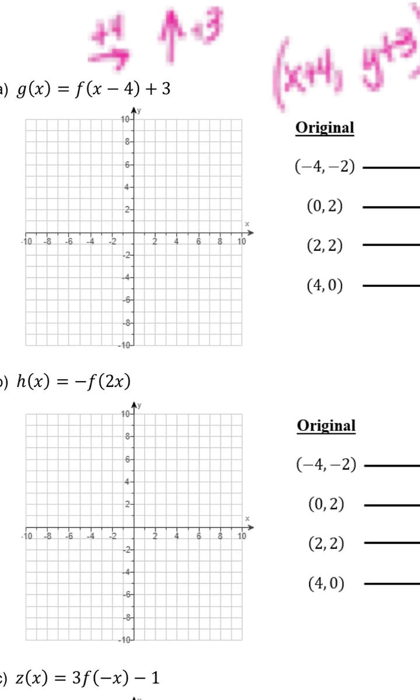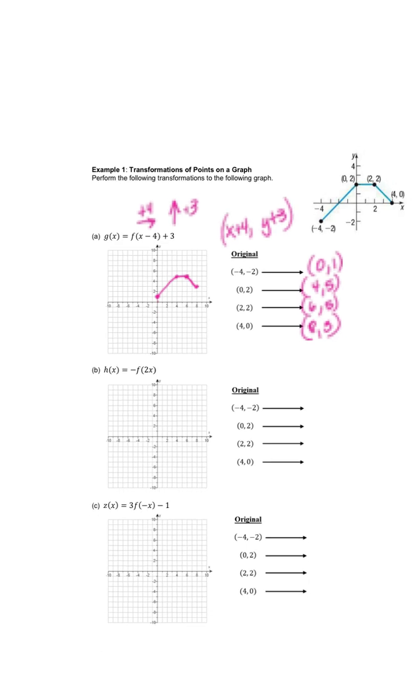So if I graph 0, 1, 4, 5, 6, 5, and 8, 3. And I took the graph and I just went to the left 4 and went up 3.